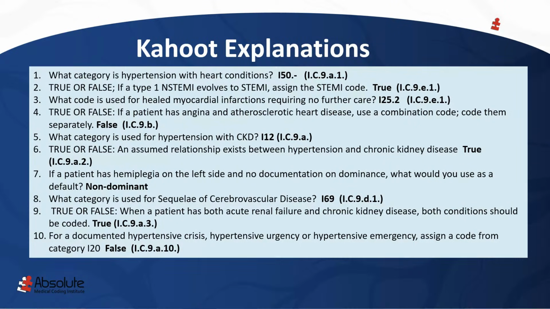The next one, for a documented hypertensive crisis, urgency, or emergency, you're going to code from category I20. This is going to be false. So it states in this guideline, for a documented hypertensive crisis, urgency, or emergency, you code from category I16, hypertensive crisis. So you use category I16, not category I20. That's what makes it false.